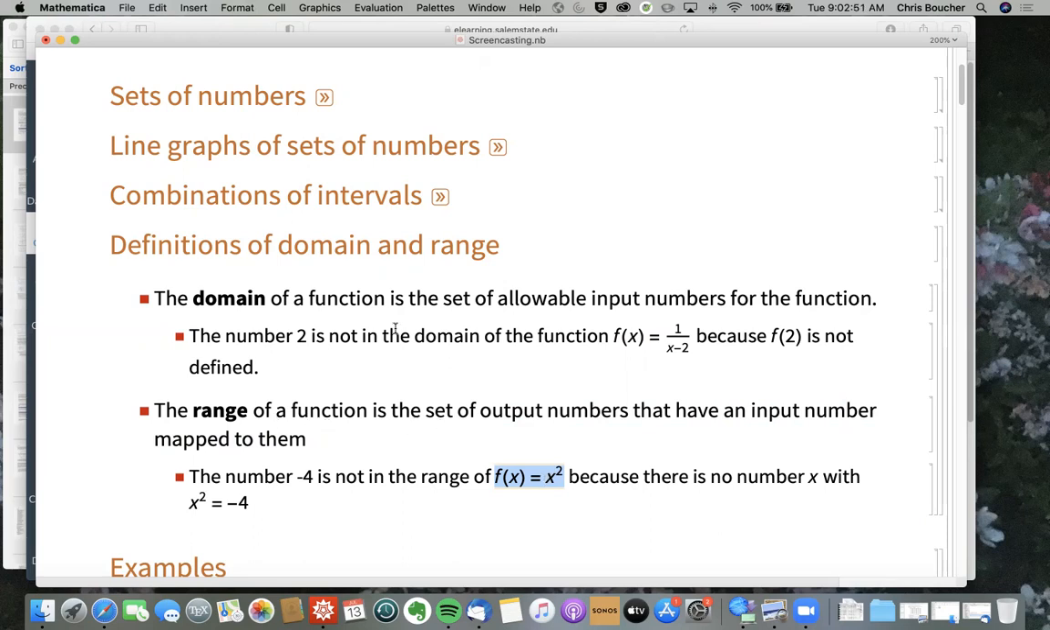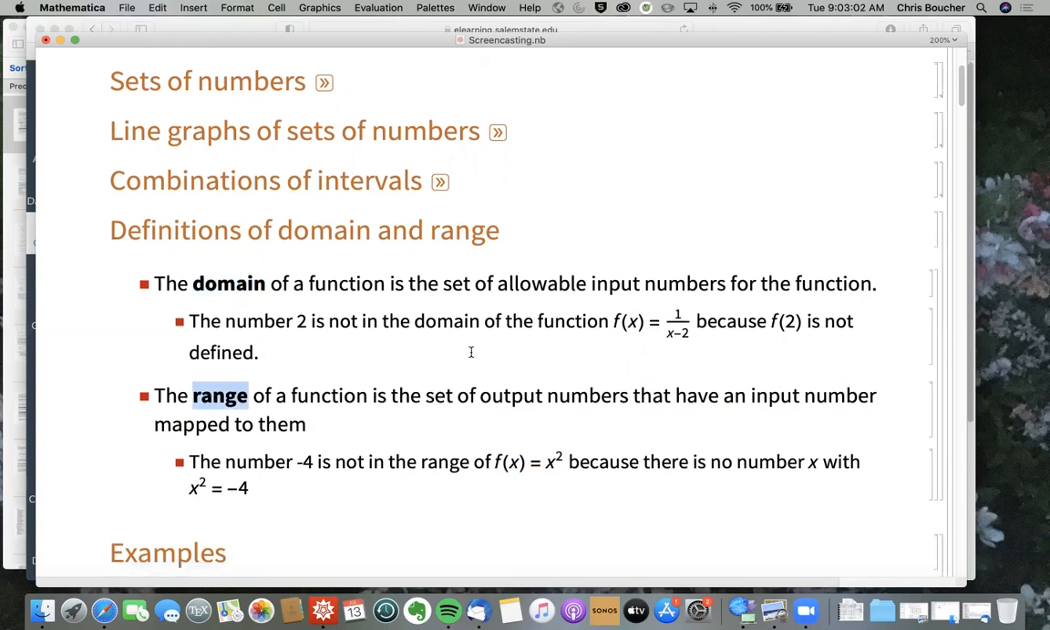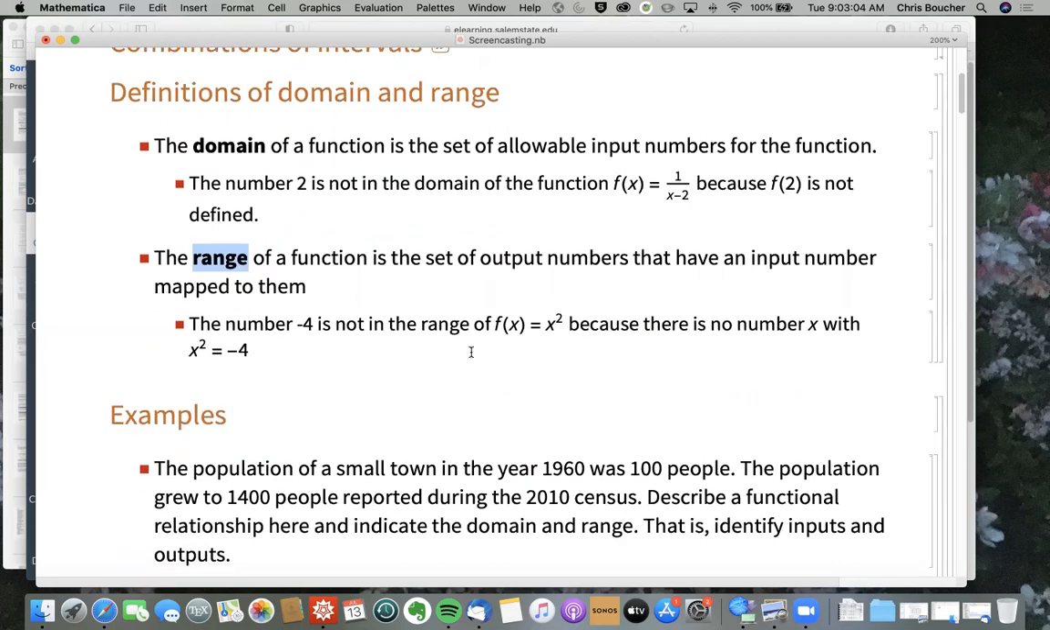It's not the case that for any function you can plug in anything. The domain might be restricted. And it's not the case that for any function you can produce any output. The range might be restricted as well. Okay, so let's look at some examples.